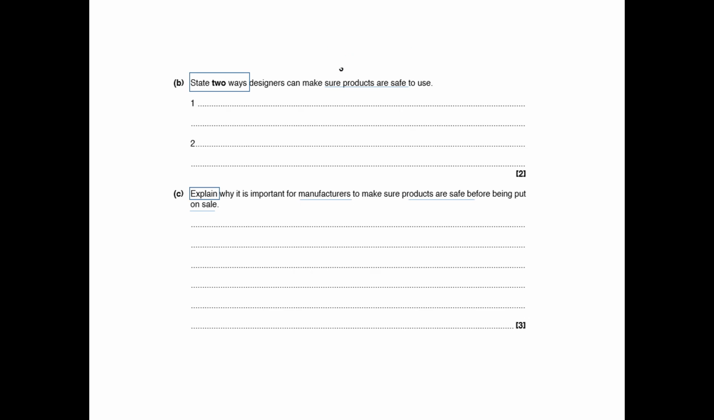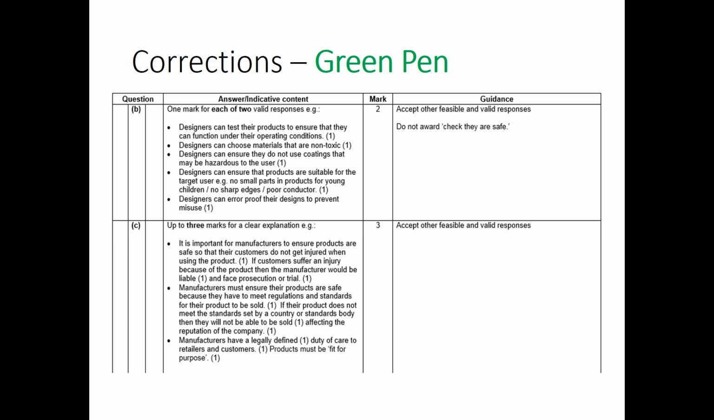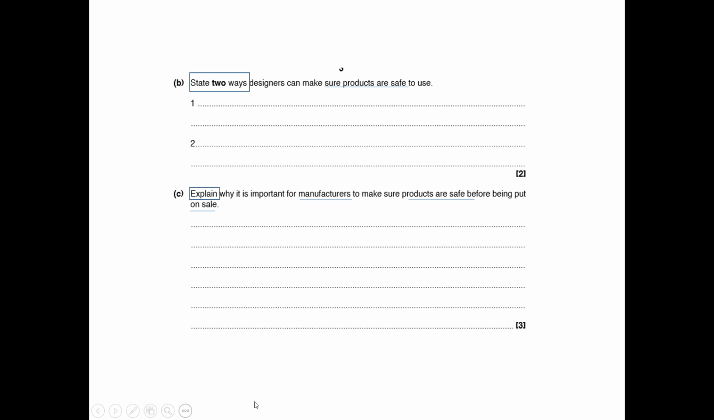The next one now. Explain why it's important for manufacturers to make sure products are safe before being put on sale. It's important manufacturers ensure products are safe so that their customers do not get injured. If they suffer an injury, the manufacturer will be liable and face prosecution or trial. They must ensure products are safe to meet regulations and standards, for example, British standards. It might not be sold in that country if it's not met, affecting the reputation of the company. Manufacturers have a duty of care to retailers and customers. So you should really have got 3 marks for that.